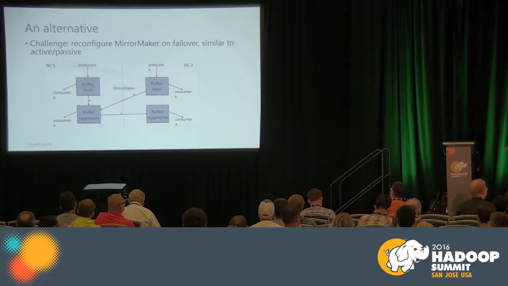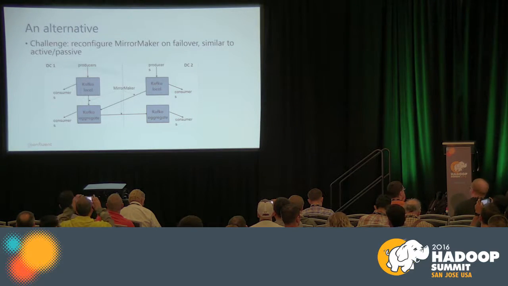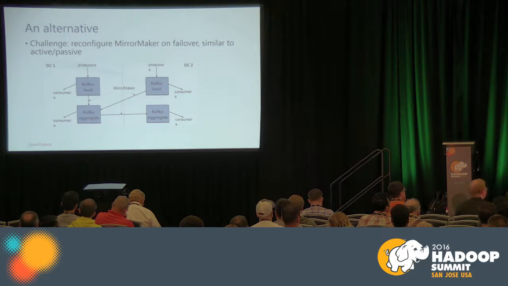Another alternative you may want to say is, how about setting it up the other way, just mirroring into one aggregated cluster, and then we'll build this pipeline to build the other aggregate cluster. This is possible, but then you have the same problem as the active-passive one: if this one goes down, there's a lot of reconfiguration you have to do to reverse the mirroring, which is not convenient. You don't have this problem in the other setup.